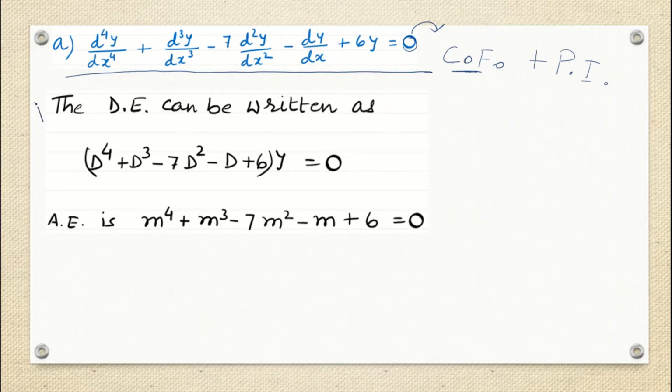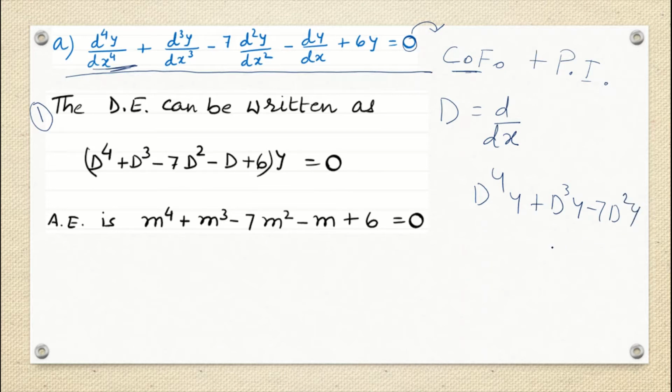Okay, so the very first step is what? We write down this differential equation in the form of D, the D notation. What is D notation? D is nothing but d by dx in this case. So this is D to the power 4 y plus D cube y minus 7D square y minus Dy plus 6y equals 0. And then here I have taken y common, and till here this is D4 plus D3 minus 7D square minus D plus 6 equals 0. Okay, same thing. I've not done anything, right? I've just rewritten the same equation in D notation. And why do I want to write in D notation? Just to make it simpler.